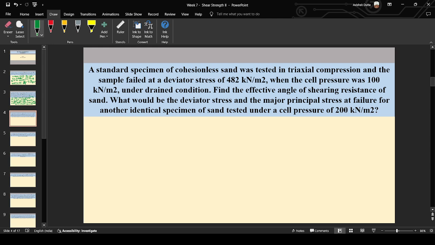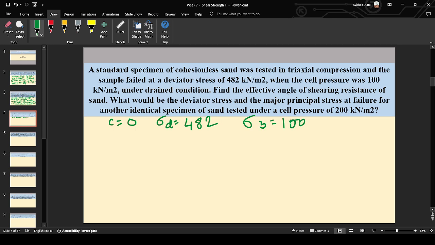A standard specimen of cohesionless sand was tested in triaxial compression. Deviator stress was 482, cell pressure was 100. Find the effective shearing resistance of sand, and the deviator stress and major principal stress when testing at a cell pressure of 200. This is an easy question. We have the value of sigma d given and sigma 3 given. Here, cohesionless, that is C equal to 0, sigma d, deviator stress equals 482, and sigma 3 equals 100.